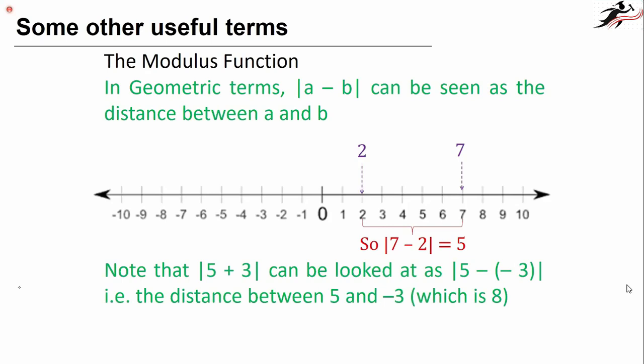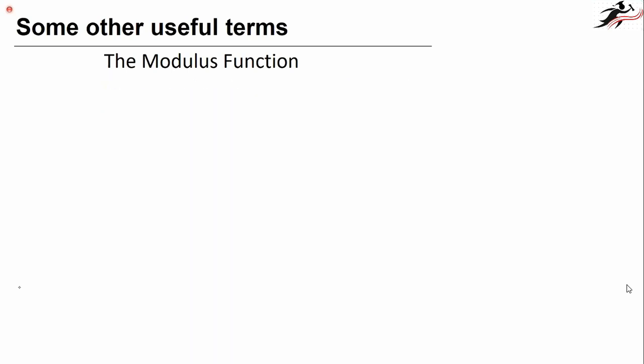Similarly, 5 plus 3 can be looked at as mod of 5 minus (-3), because I want it in the form a minus b. So that is the distance between 5 and -3, which is 8. In a shortcut, modulus basically converts negative into positive, and positive remains positive. That's it. Okay. So find x if mod x is 3.5.